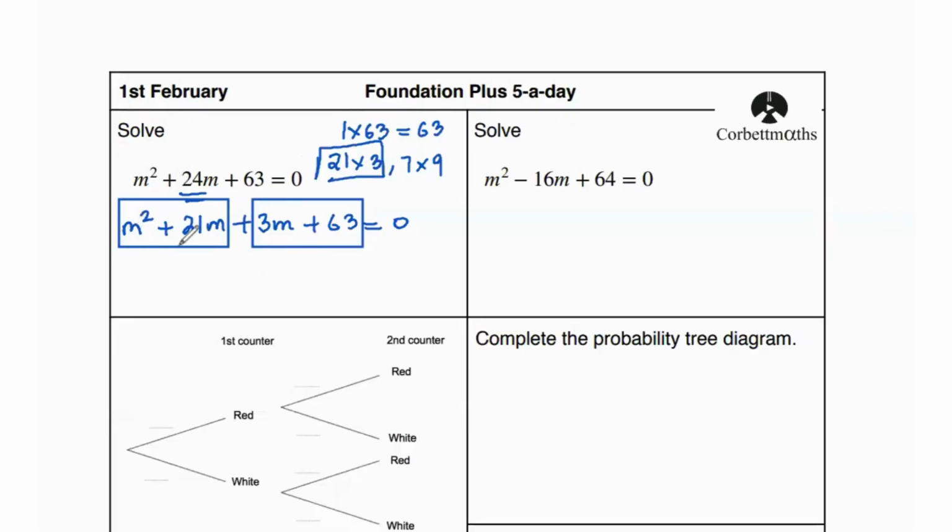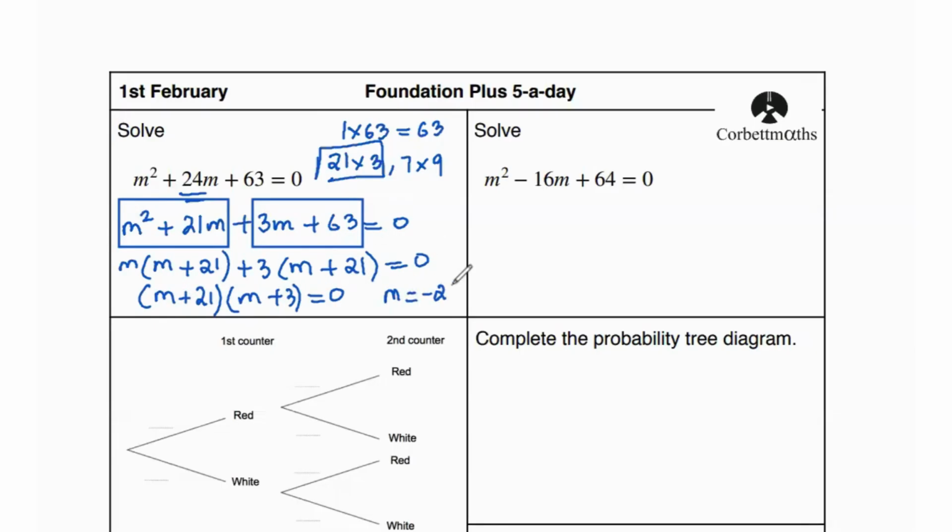So between m squared and 21m, we have m common. So m plus 21. And between 3m and 63, we have 3 common. So m plus 21 again. Now between m and positive 3, we have m plus 21 common. So when we take that common, we're left with m plus 3 in the bracket. So we put both the brackets equal to 0. One value would be negative 21 and the other would be negative 3. These are your values of m.